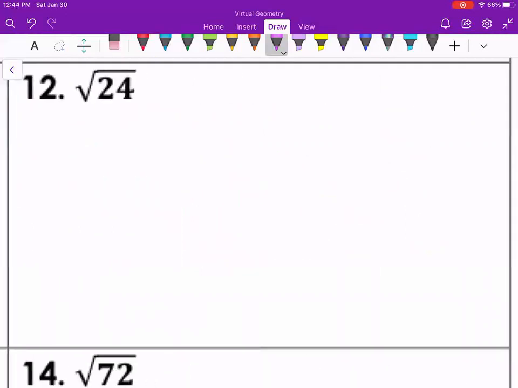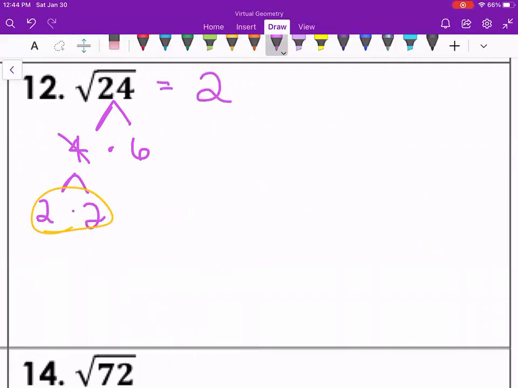24. Again, I'm going to break it down. I know I can do 4 times 6. Okay, the 4 I can break down farther into a 2 times 2. There's a pair, bring it out. The 6 can go farther. 2 times 3. There are no other pairs left once we're done with that 6, so they stay inside.